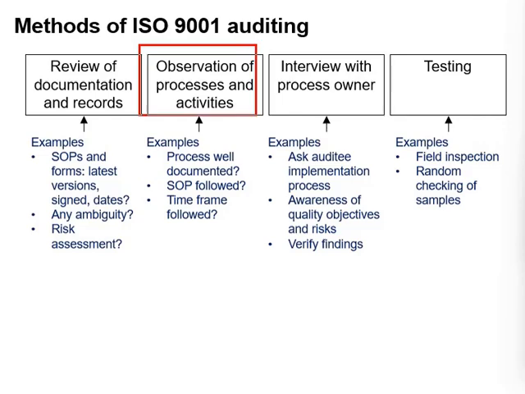Now, while you're doing the observations of the process and the activities, you find evidence through the records. You want to check whether the processes are well documented, whether they follow the SOP, and whether they follow the time frame. In the SOPs, not only do they state the steps, they also state the sequence and the time frame. Other than that, they also state the forms to be used, as well as the record retention period. Basically, you have to check every single aspect of what is stipulated in the SOP.